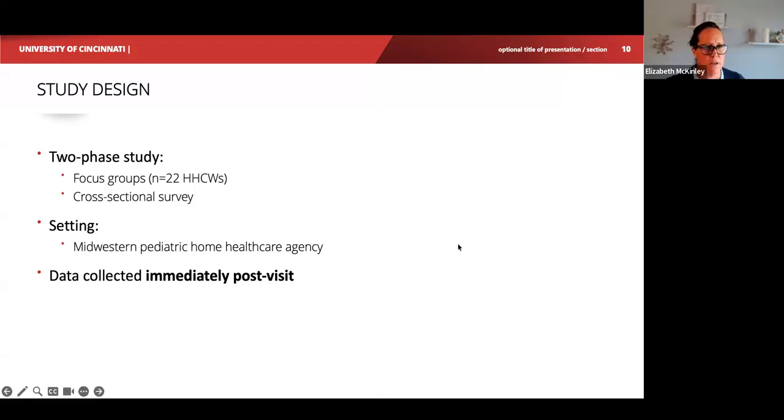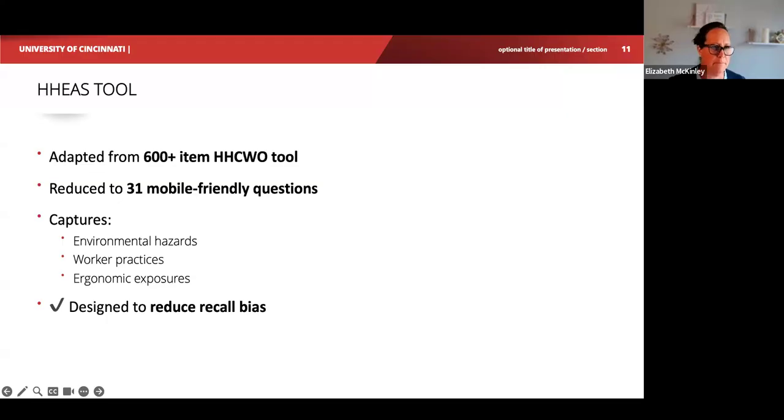The setting was a Midwest Pediatric Home Healthcare Agency, and they were able to collect the data immediately after the patient visit. We adapted the 600 item home healthcare worker observation tool, and we reduced it to 31 items that they could do on their iPhone, any phone, and complete it in REDCap.